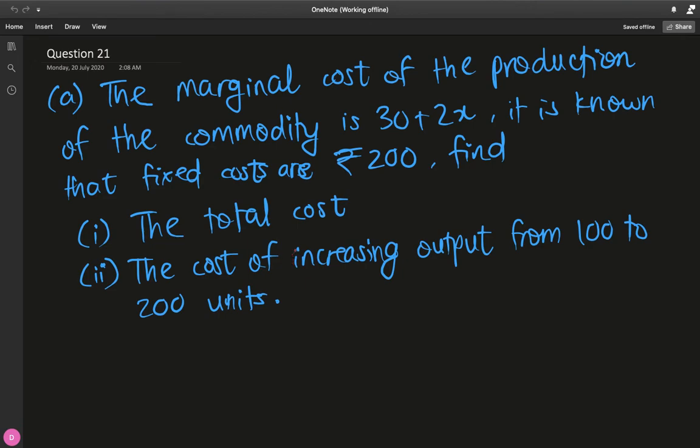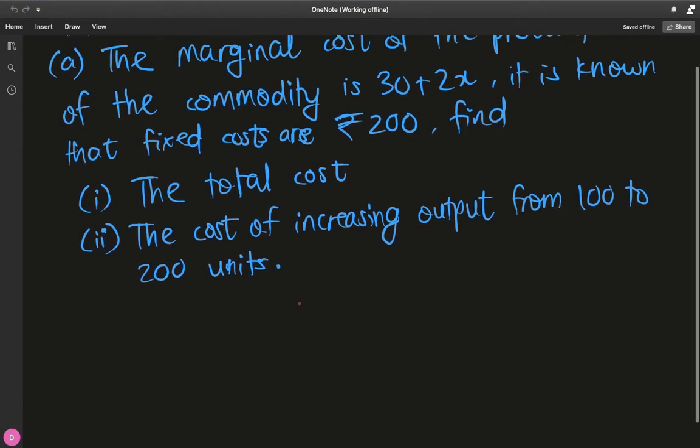Moving on to question 21, which was exactly like question 20 in the sense that it had two subparts of which you could choose either one. So let's do subpart A first, which says the marginal cost of the production of the commodity is 30 plus 2x. It is known that fixed costs are rupees 200. Find 1. The total cost. 2. The cost of increasing output from 100 to 200 units.